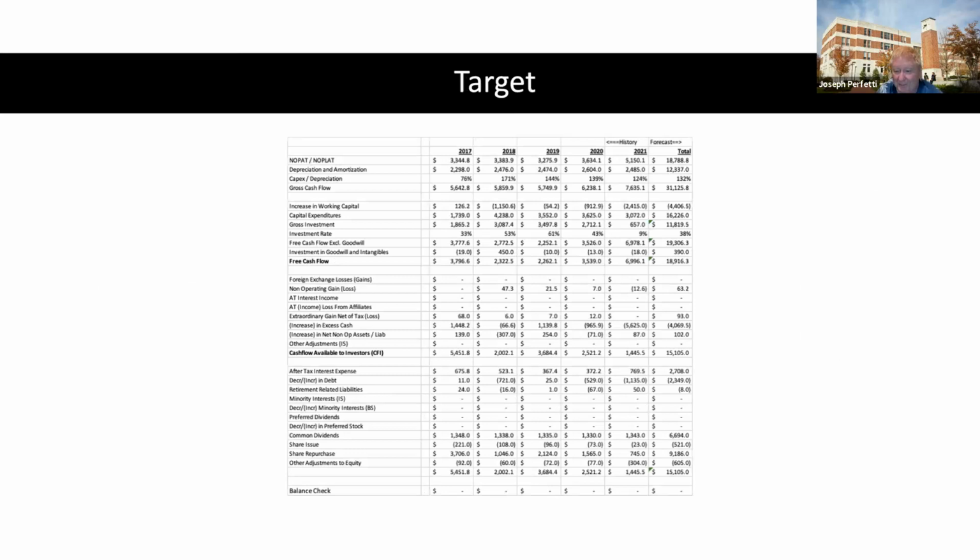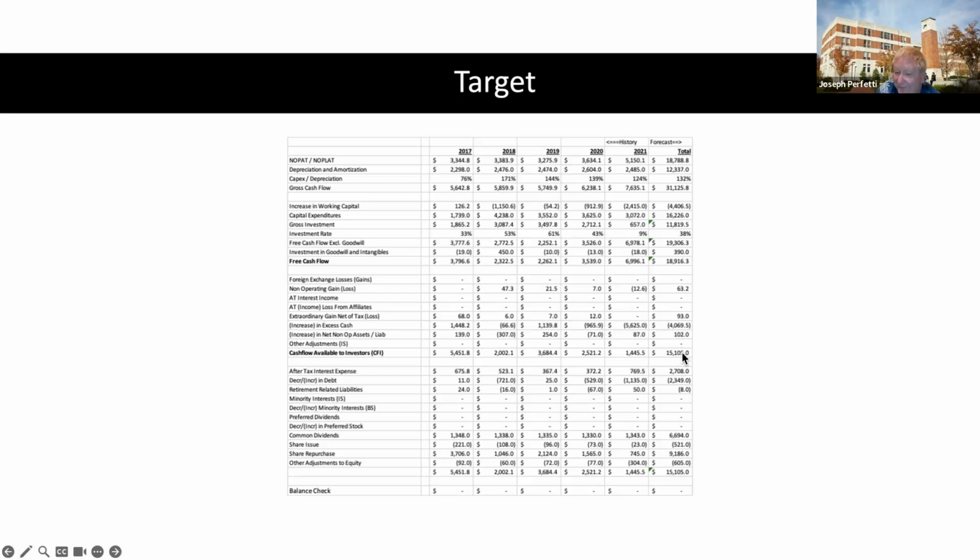What happened at Target? They generated $19 billion worth of free cash flow. $31 billion of gross cash flow, 11.9 billion of gross investment, trivial investment in goodwill, 19 billion of free cash flow, 15 billion of CFI, because they also put $4 billion in the bank.